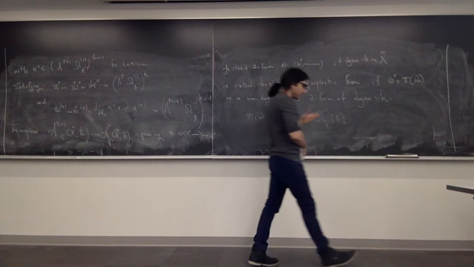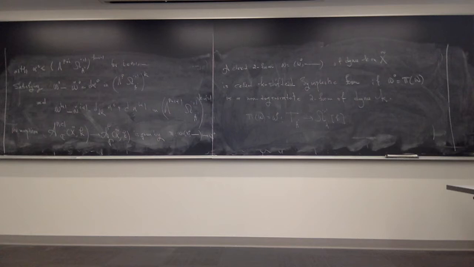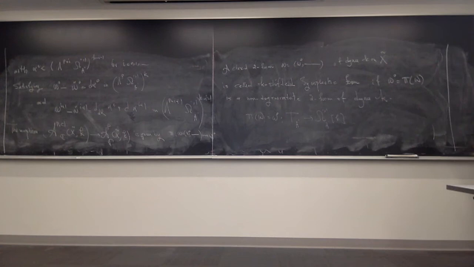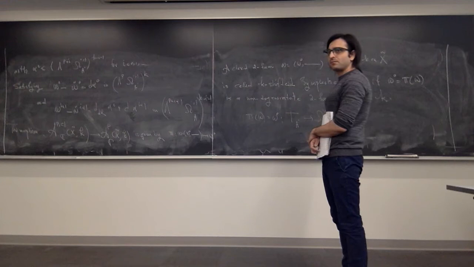Underlying two form of degree k induces a morphism of graded complexes, a quasi-isomorphism. Is that morphism an analog of the morphism from the equivariant cohomology to the ordinary cohomology? Yes. Oh, yeah, very good.